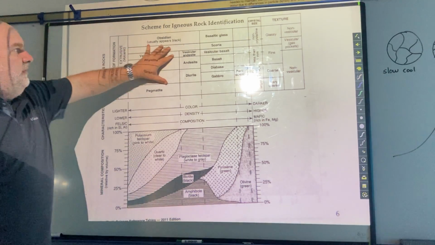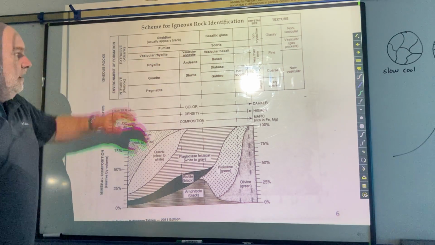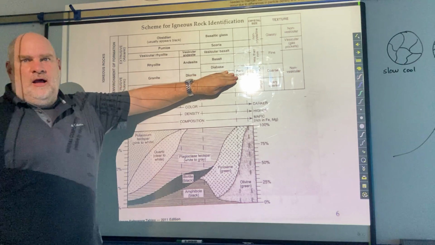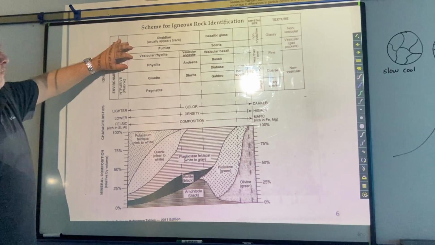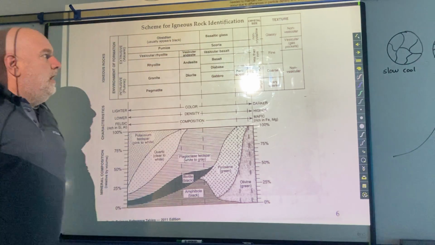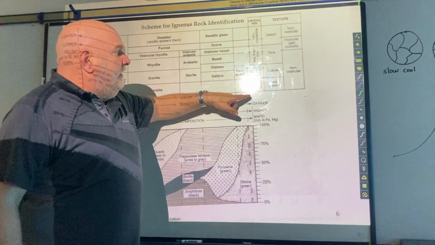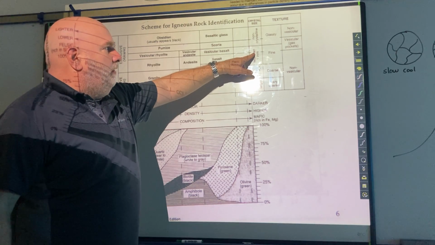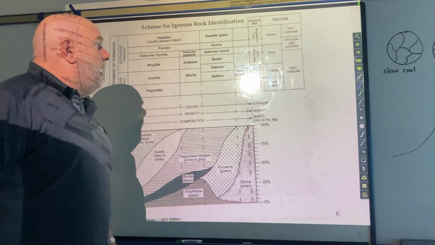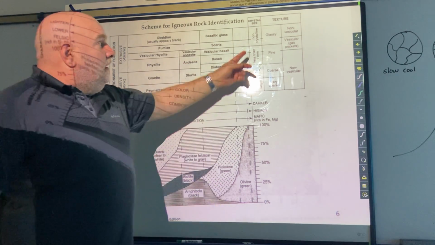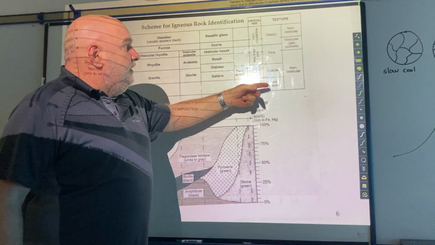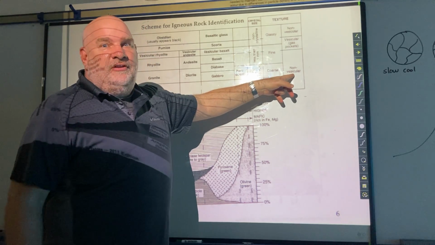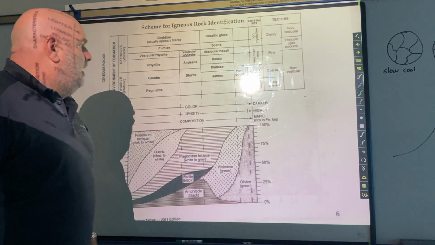Here are the names of the various igneous rocks. Intrusive, so these are the ones that cooled underground. Extrusive, these are the ones that came out of the volcano. Over here, crystal size: the biggest crystals, the relatively big crystals, the small crystals, the no crystals. The texture: glassy, fine, coarse, very coarse. Vesicular, again, with the gas pockets. Non-vesicular means no gas pockets.